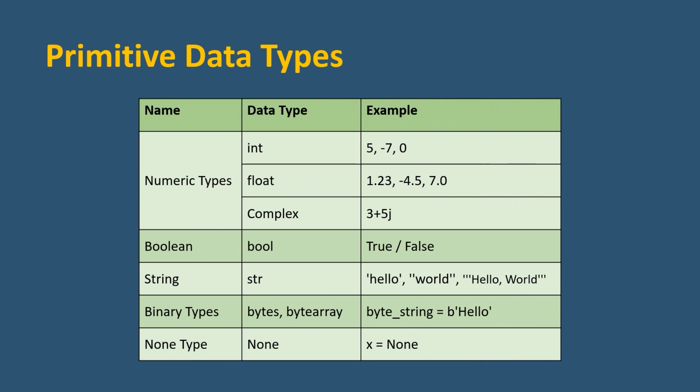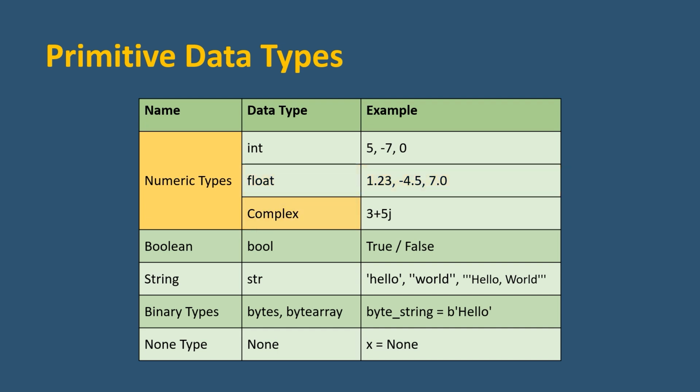Primitive types in Python include numeric types. Python has 3 numeric types. Integer. These are whole numbers, positive or negative, without decimals, of unlimited length, like 5, -7, 0. Float. This is a number, positive or negative, containing 1 or more decimals. For example, 1.23, -4.5, 7.0.